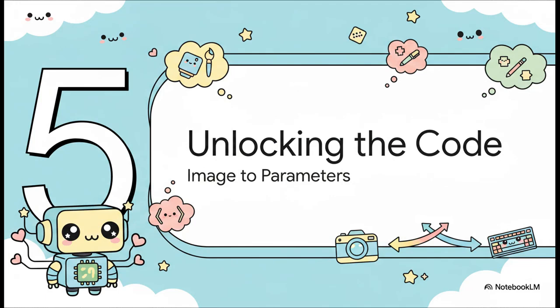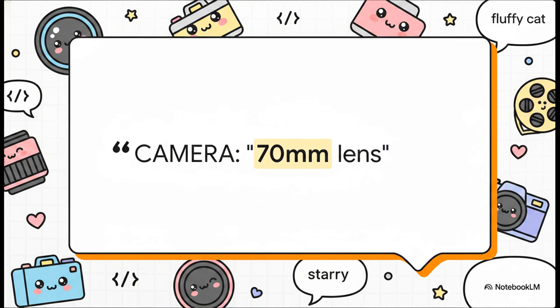So, what do you actually get at the end of all this? This is where it gets really cool. We go from theory to practice and literally unlock the original artist's code. Look at this. Instead of some vague description, Gemini now hands us a precise, machine-readable parameter. The camera isn't just kind of zoomed in, it is a 70mm lens. That is something you can literally copy and paste directly into your own prompt.